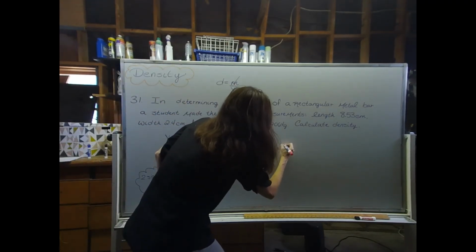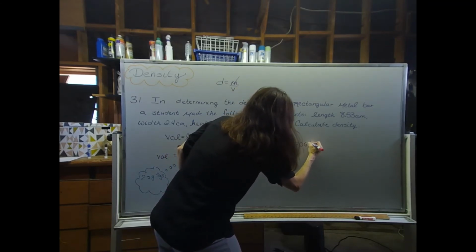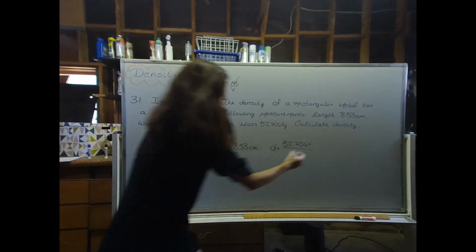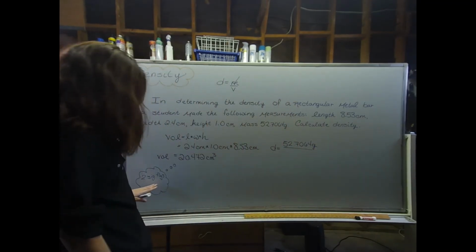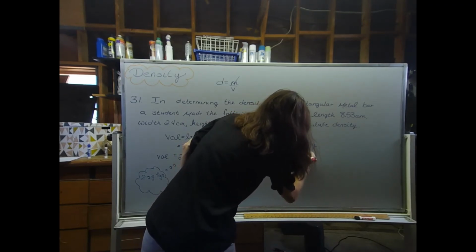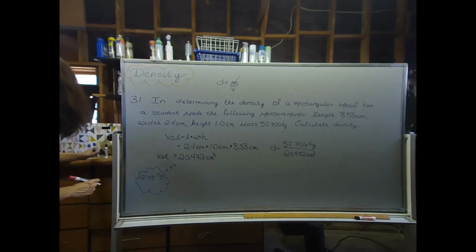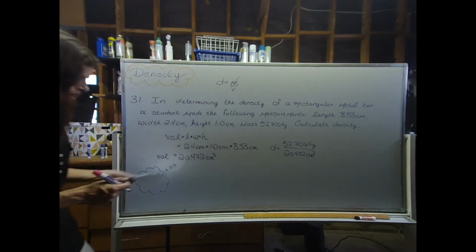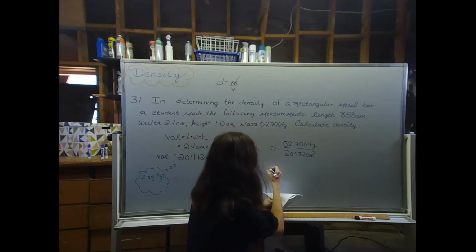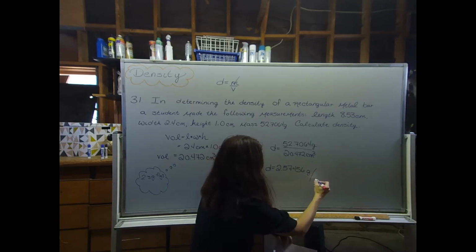So I'm going to use this formula. I'm going to do 52.7064 divided by 20.472. And I got a density of 2.57456 grams per centimeter cubed.